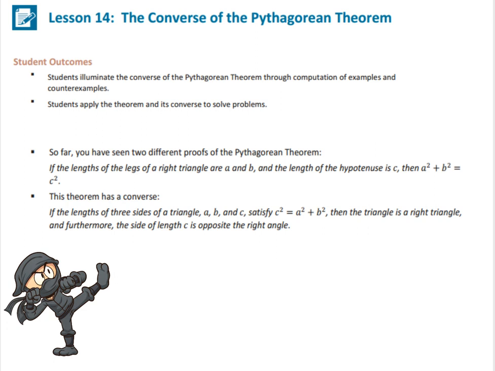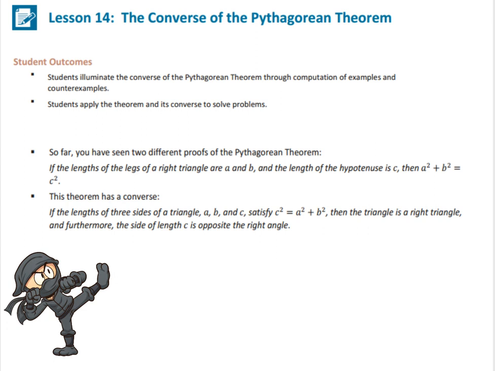Okay, so far we have seen two different proofs of the Pythagorean theorem. If the lengths of the legs of a right triangle are A and B, and the length of the hypotenuse is C, then A squared plus B squared equals C squared. Now this theorem has a converse, and a converse is an if-then sort of statement. If the lengths of three sides of a triangle, A, B, and C, satisfy C squared equals A squared plus B squared, then we know the triangle is a right triangle. And furthermore, the side of length C is opposite the right angle.